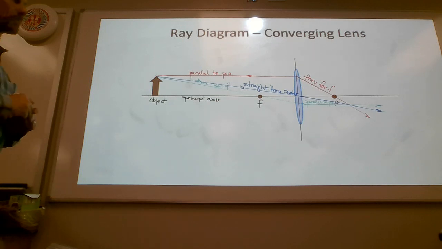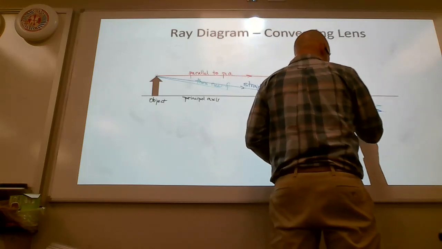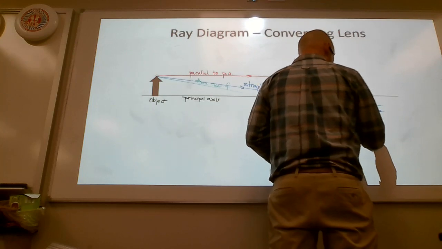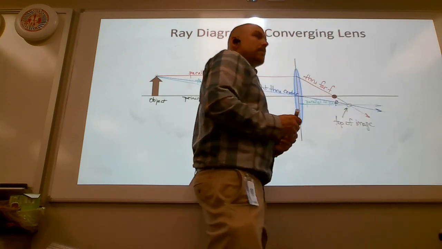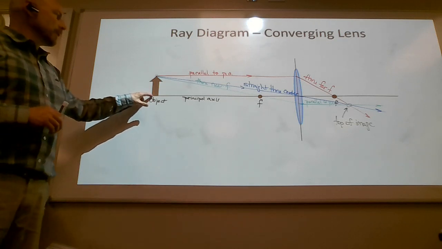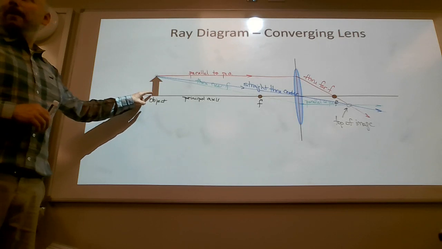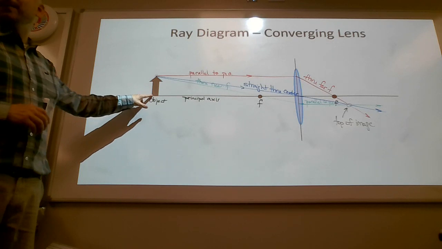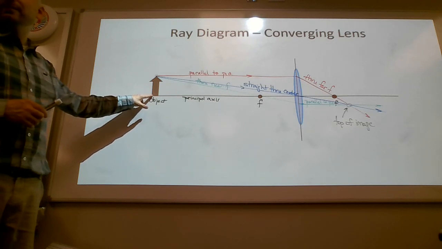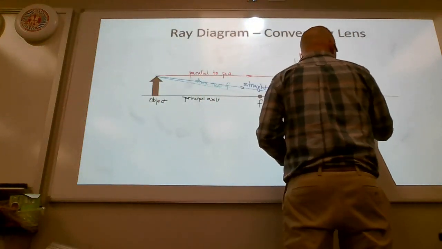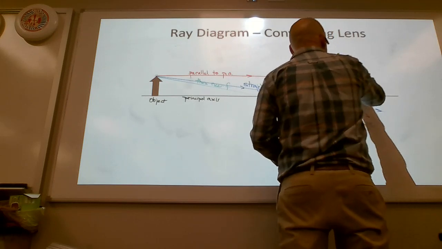Where they intersect, this is the top of the image. The bottom of the image is still on the principal axis. So how is it that the top of the image could be below the principal axis, but the bottom of the image is still on the principal axis? It gets flipped. It is upside down. So this is your image.